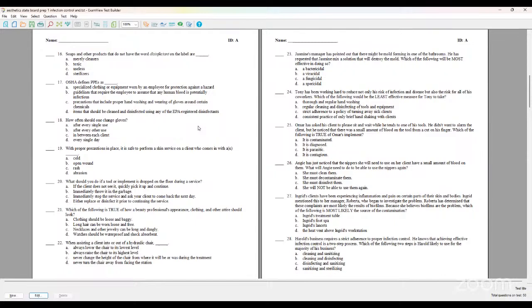Which of the following is true of how beauty professionals' appearance, clothing, and other attire should look? Is it A, clothing should be loose and baggy? B, long hair can be worn loose and free. C, necklaces and other jewelry can be long and dangly. Or D, watches should be waterproof and shock absorbent. Okay, 21. What do y'all think?